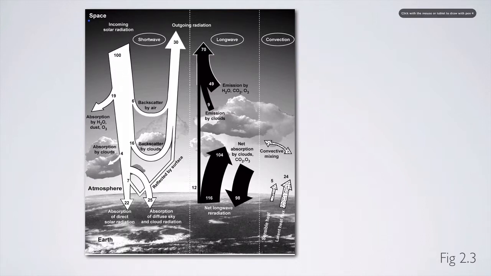So here, for example, is space, and here's the incoming radiation. 100%, we're going to work off of that number and take a look at partitioning. And you can see that there are different arrows here that represent the major partitioning of energy.